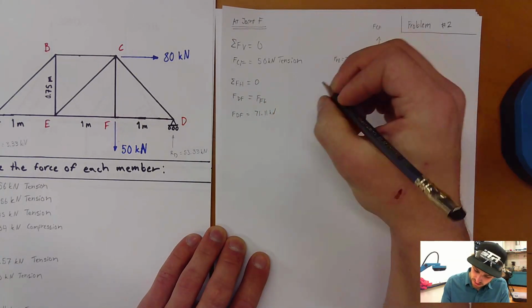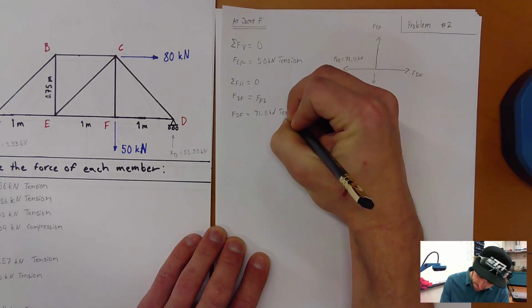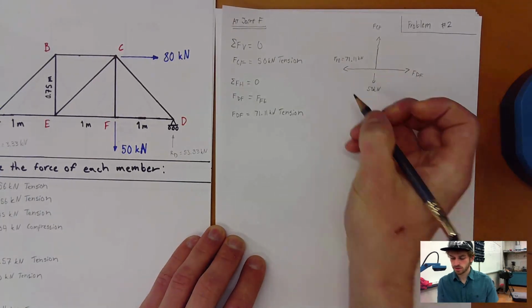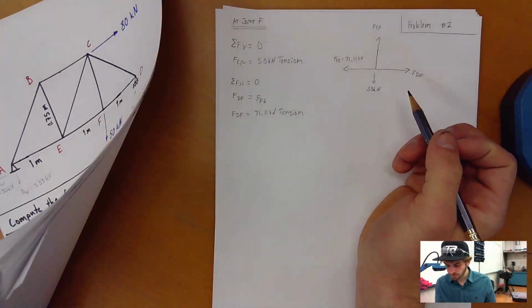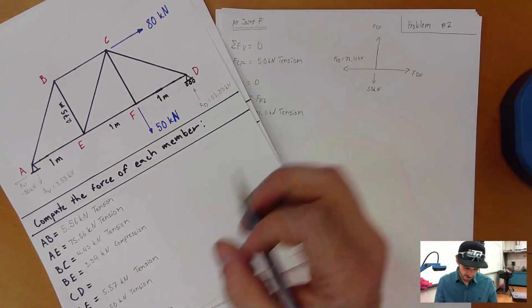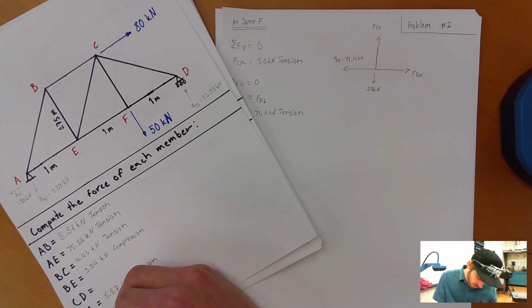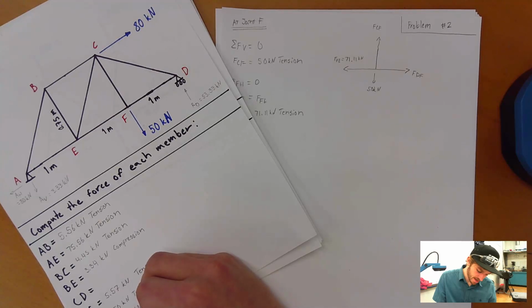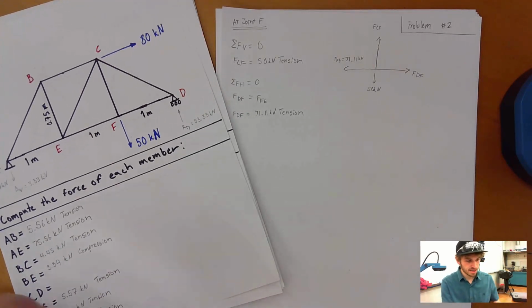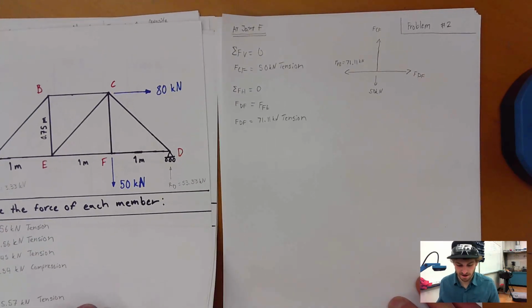kilonewtons in tension. I should write that down. Tension. See how that works? Pulls that way, and you get an equal and opposite force going that way. So that is DF. So we have 71.11 kilonewtons in tension. We are down to our last one. We are so close.